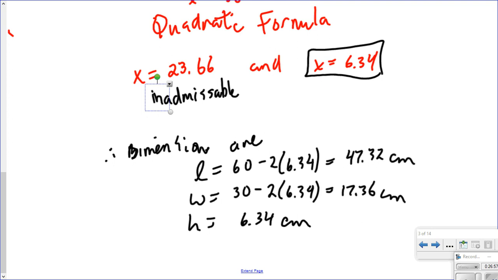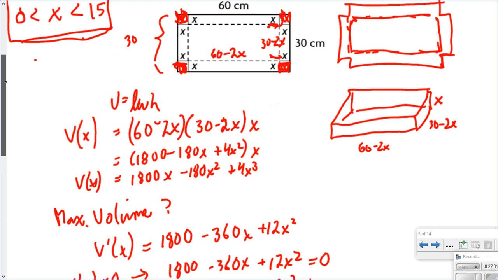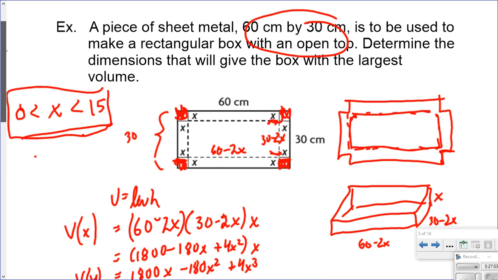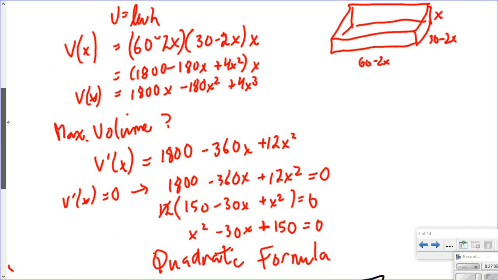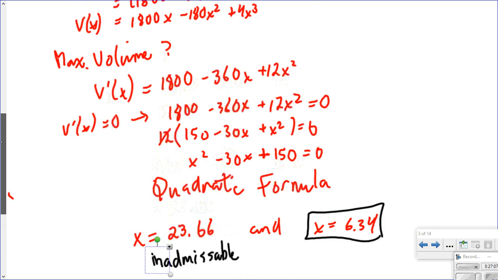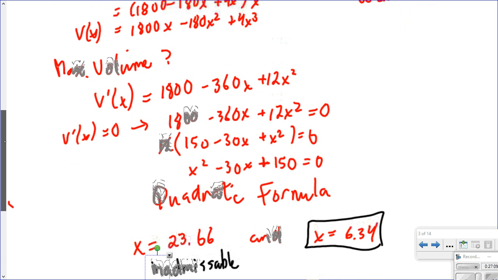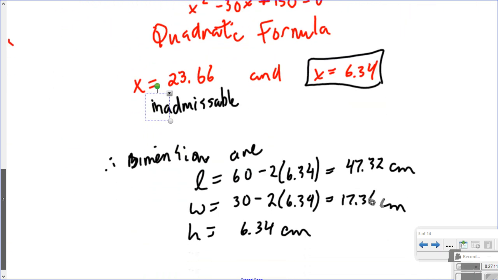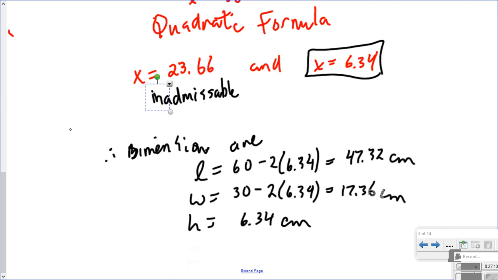That's my dimensions, and let me just confirm that's what I was asked for: determine the dimensions that give the box with the largest volume. I know it's the largest volume because I took the derivative, checked, and found that maximum point. Remember that slope is the volume function. That's the point I found, at 6.34. All right, good. That's about 30 minutes.